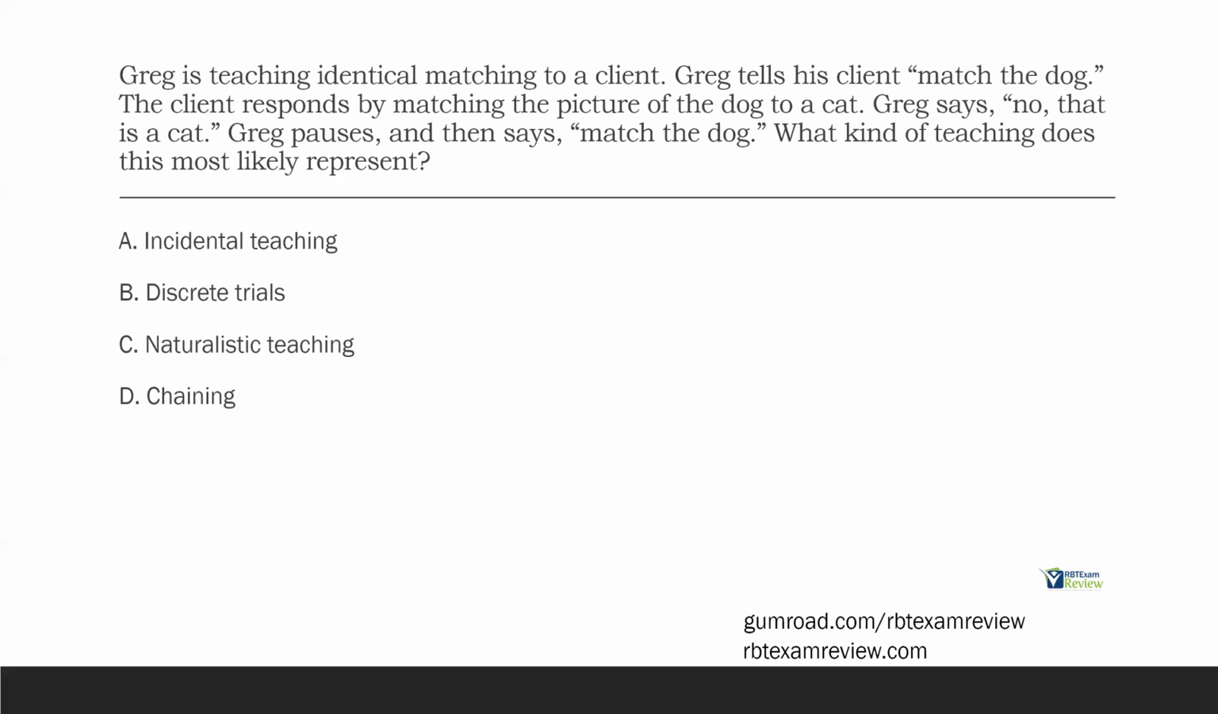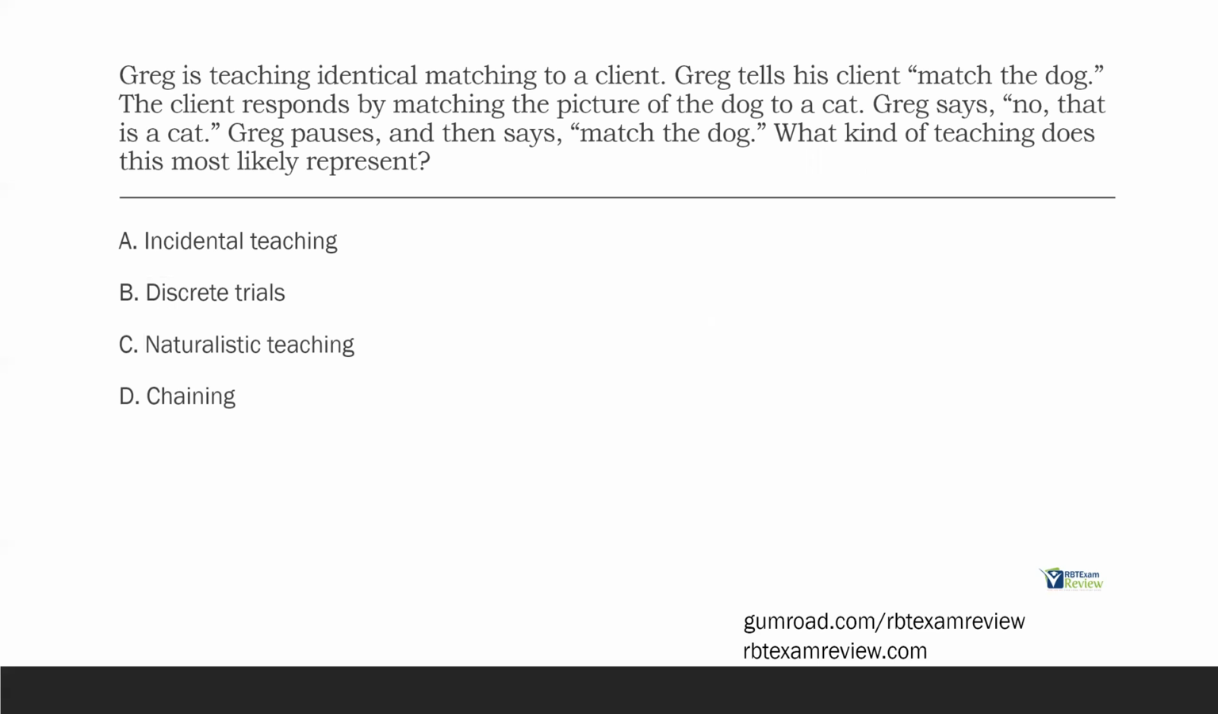Greg is teaching identical matching to a client. Greg tells his client, match the dog. The client responds by matching the picture of the dog to a cat. Greg says, no, that is a cat. Greg pauses and then says, match the dog. What kind of teaching does this most likely represent?